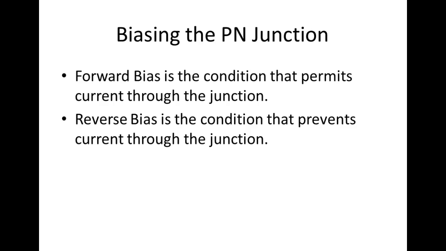Forward bias is the condition that permits current to flow through the junction. What do we do? We put the negative potential of the source toward the cathode, and we put the positive potential toward the anode. When the diode is forward biased, it acts like a closed switch. Now a closed switch drops 0 volts. A diode will drop about 0.7 for silicon and about 0.3 for germanium.